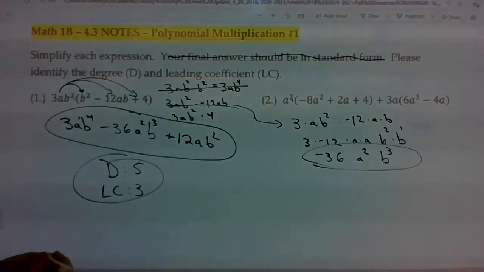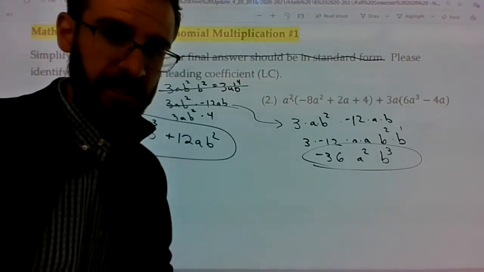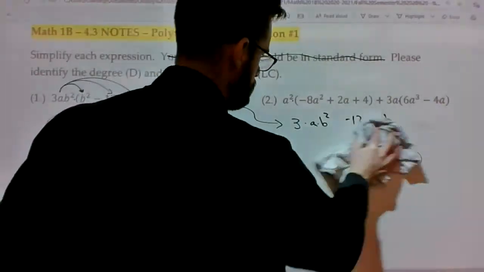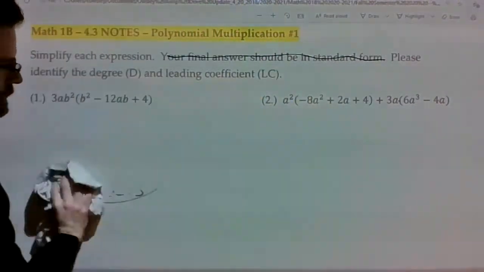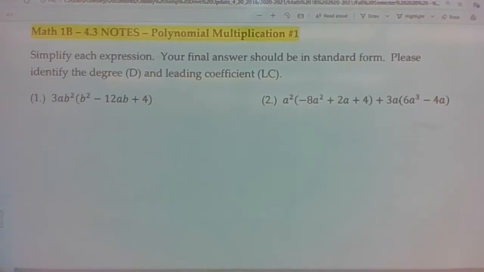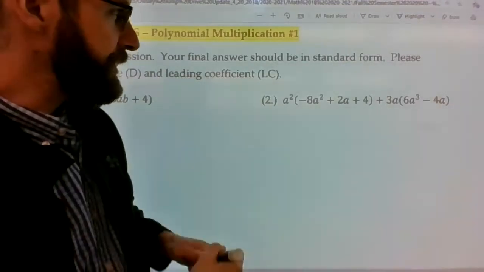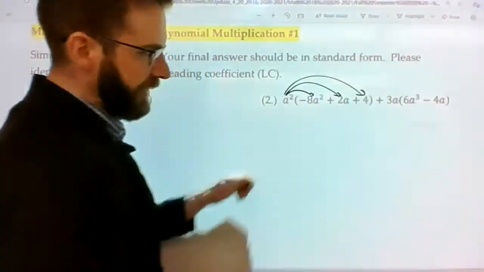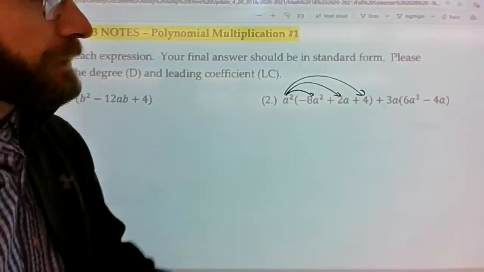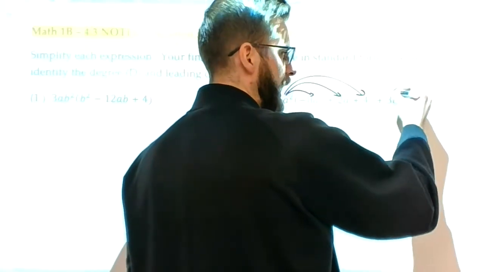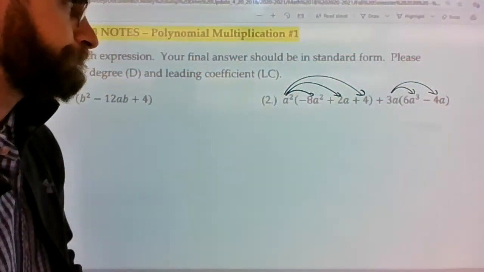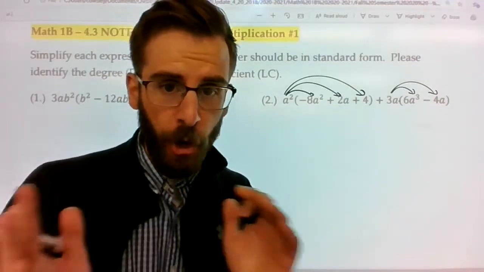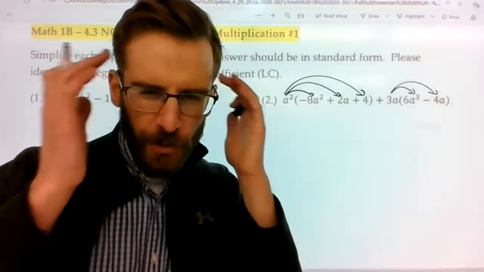So there's number 1. Let's check out number 2. So number 2, I'm taking a squared times every separate term in this first group of parentheses. In the second one, I'm taking a positive 3a times everybody. So if you think about it, I don't know if I need to rewrite everything and show the rearranging. What I'm going to do is just kind of do it in my head.